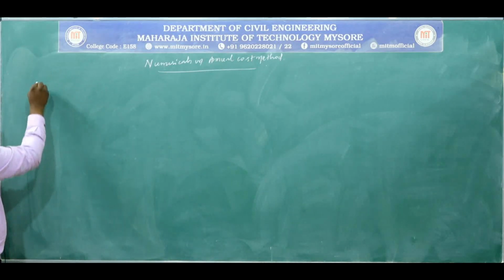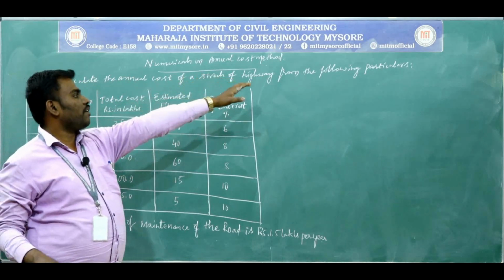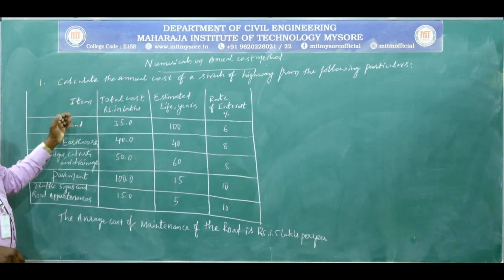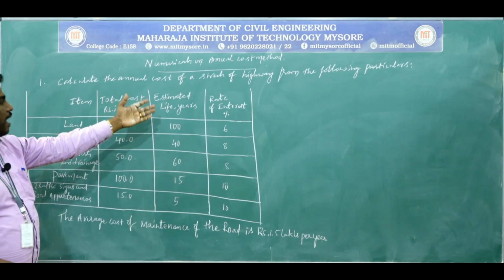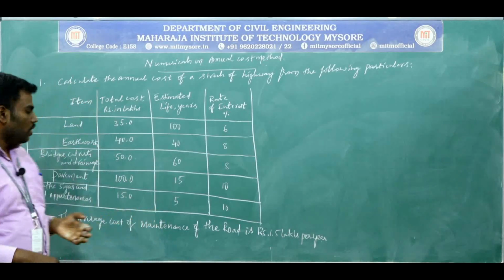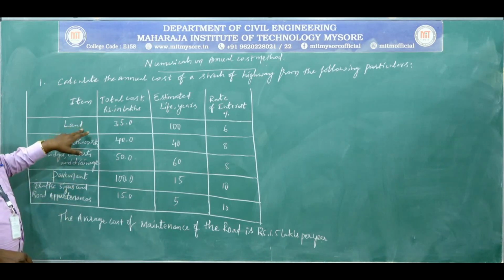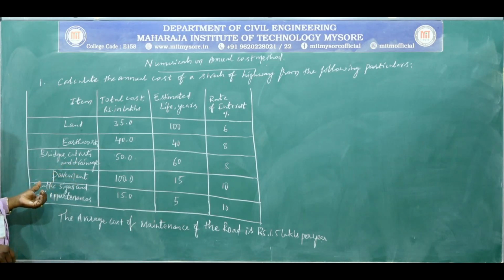The first problem, number 1: calculate the annual cost of a stretch of highway from the following particulars. The first column is item, the second column is total cost in rupees, that is in lakhs, then estimated life in years, and next is rate of interest in percentage. Here they have given 5 items. The first is land, second is earthwork, third is bridges and culverts and drainage, fourth is pavement, and the fifth is traffic signs and road appurtenances.